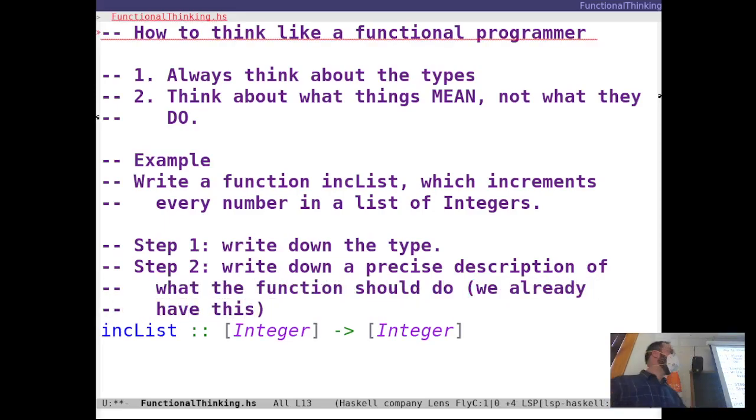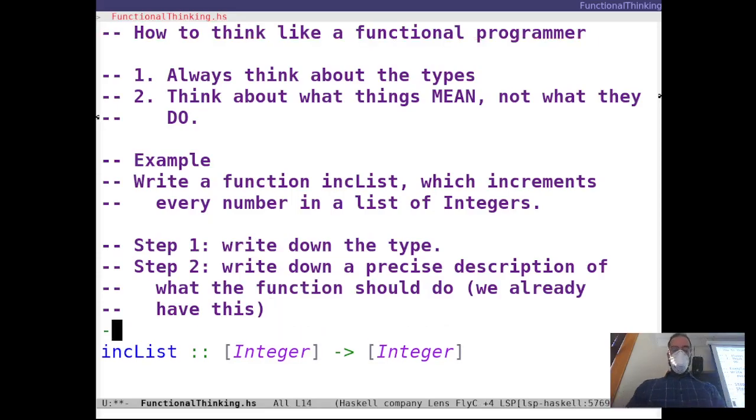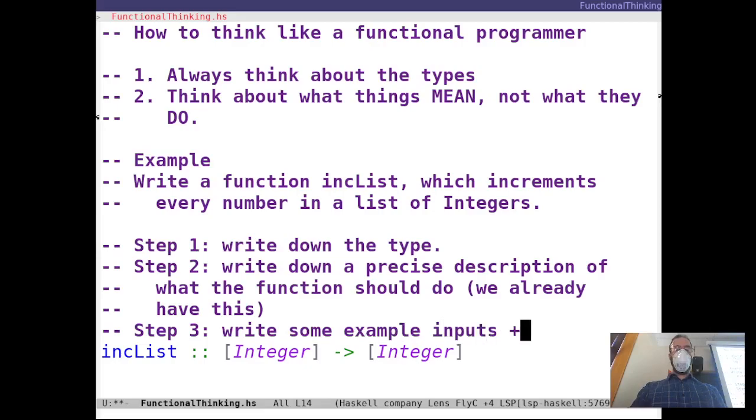Okay, and steps 1 and 2, I mean, you often do them together, right? Because maybe as you're doing step 2, you realize, wait a minute, the type I wrote doesn't quite make sense because I'm trying to describe what it's supposed to do, and I realized I'm going to need this extra parameter or something. So these can go back and forth, right? Step 3, this is sort of optional, but I think it's always a good idea, to help clarify step 2, is to write down some example inputs and outputs, right? So write some example inputs and outputs.